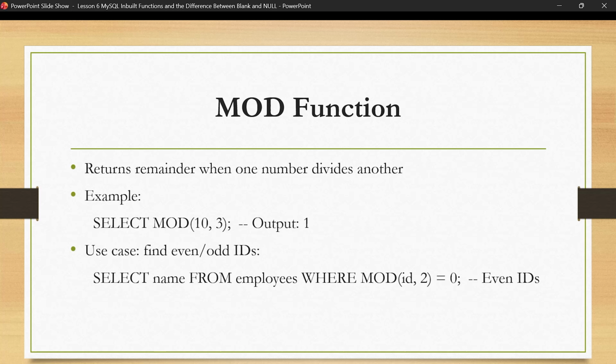Then the mod function, okay. The mod function returns the remainder when, let's consider this example, mod 10 comma 3. It will return the remainder as 1, because 10 divided by 3 will give us the remainder 1. So the output of mod 10 comma 3 will be 1.